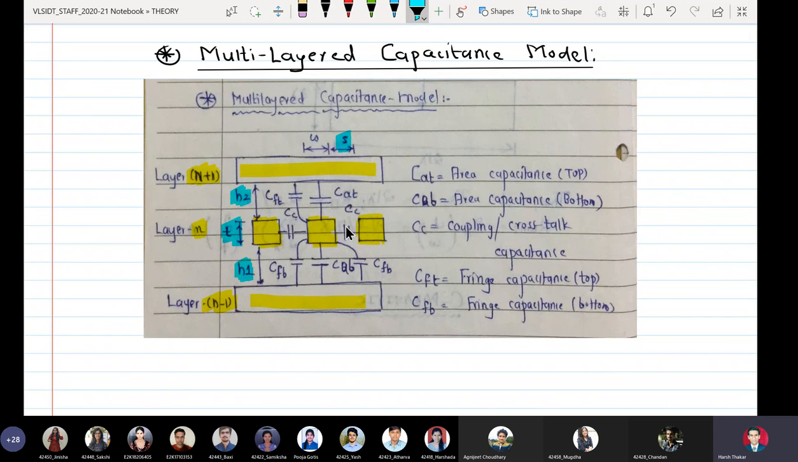The spacing between the wires is s, the width of the wires is w, and all the wires have the same value of thickness t. So h2 is the spacing between n plus 1 and n, h1 is the spacing between layer n and n minus 1. All the wires have spacing s units between them, and the width of the wire is w. And we are seeing here the different capacitances which are involved.